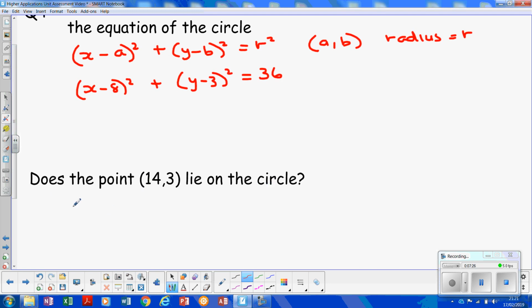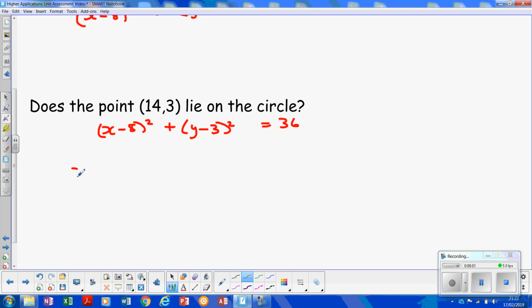Now, this one here, does the point (14, 3) lie on the circle? Right, so what we do is we take the equation of that circle, which is (x minus 8) all squared plus (y minus 3) all squared, and we know it's equal to 36. So I take the left-hand side of that equation and substitute x equal to 14 and y equal to 3, then calculate the left-hand side. If it equals 36, then it does lie on the circle. If it's less than 36, it lies inside the circle. If it's greater than 36, it lies outside the circle.